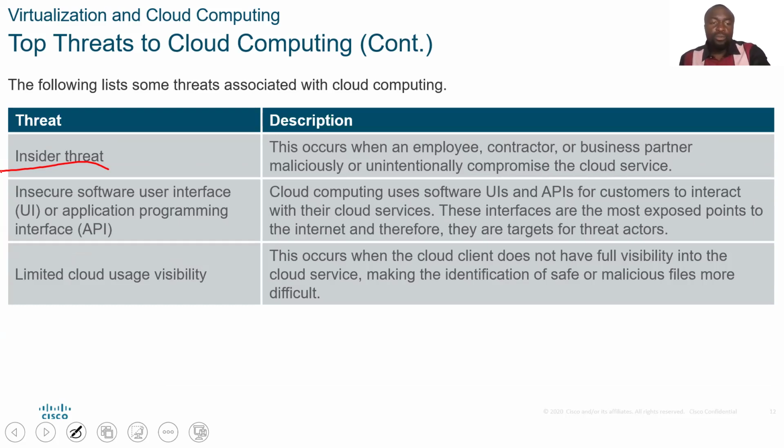Then, insecure software user interface or application. Cloud computing uses software user interfaces and APIs for customers to interact with. For instance, let's say banks. Banks have their software, mobile apps. Those mobile apps have APIs that connect to the main servers. So these interfaces are the most exposed points to the internet, and therefore they are targets for threat actors, right?